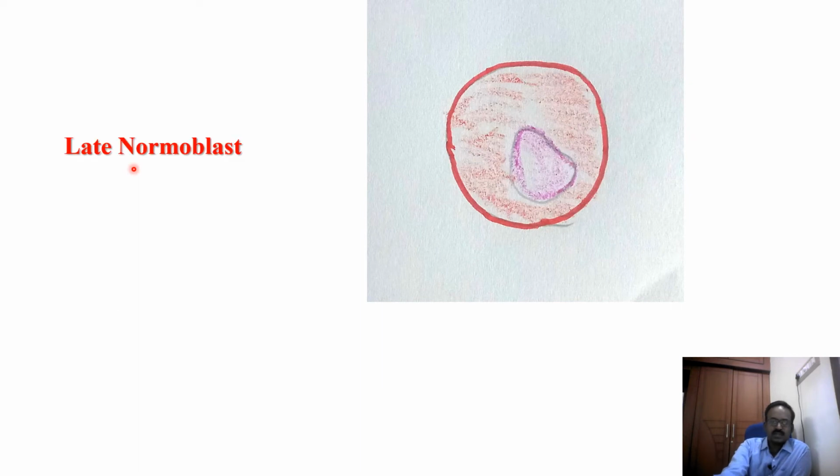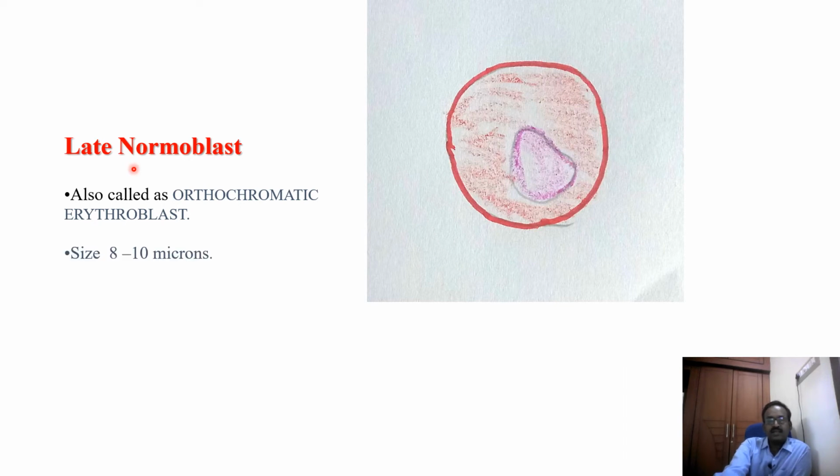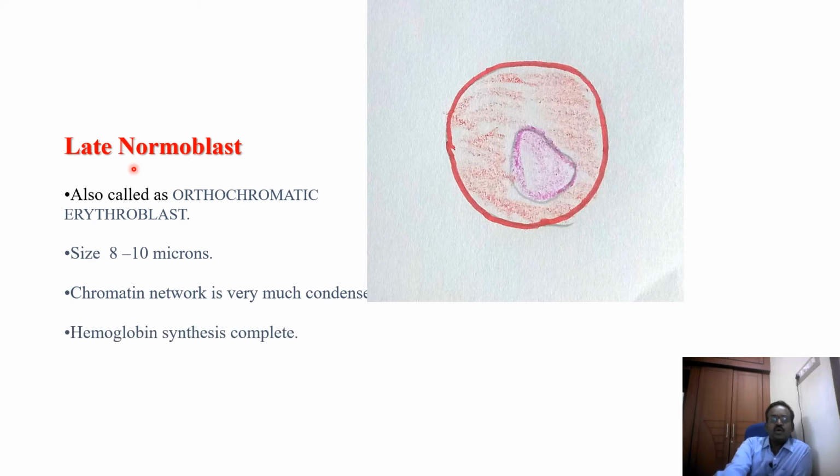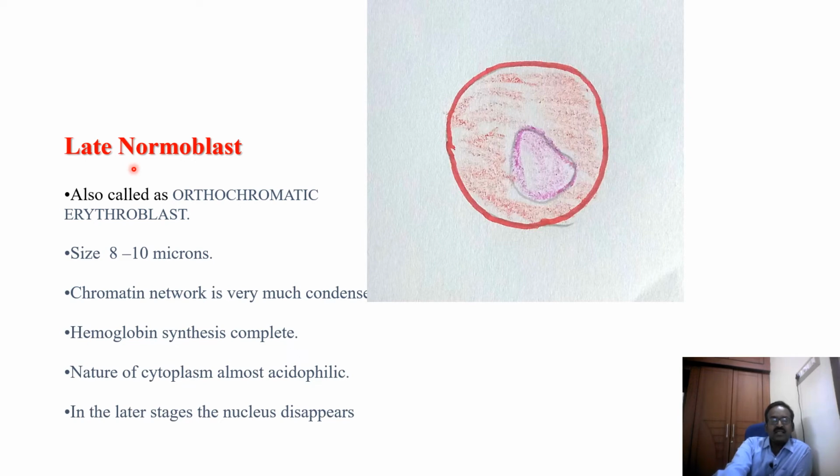Late normoblast is otherwise called the orthochromatic erythroblast. The size of the late normoblast is 8 to 10 micron. The chromatin network is very much condensed. The nucleus is an ink spot nucleus or pyknotic nucleus. Hemoglobin synthesis is almost complete in this stage. The nature of the cytoplasm is almost acidophilic. In the later stage, the nucleus disappears.